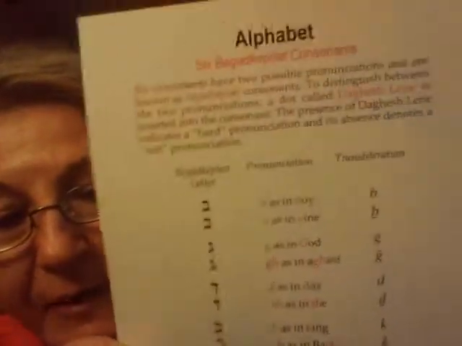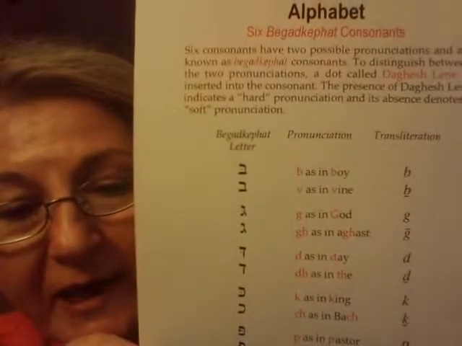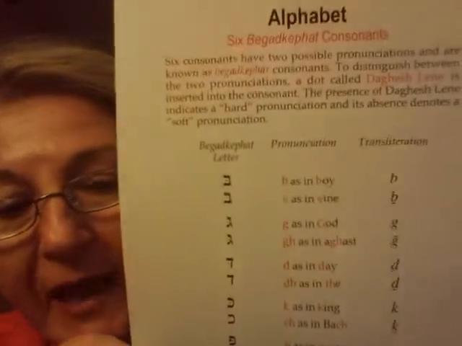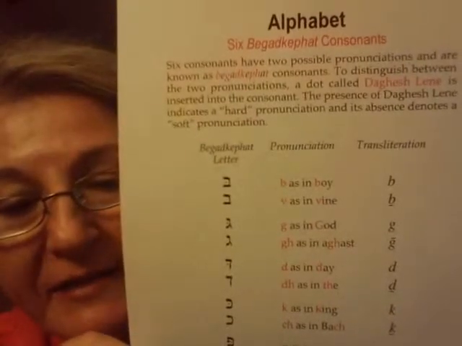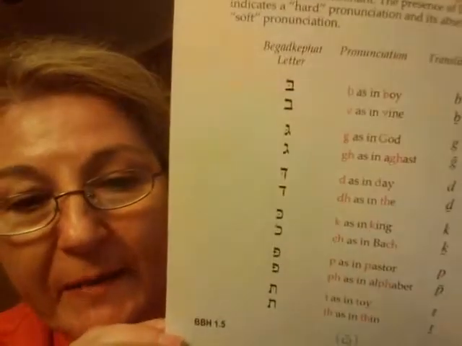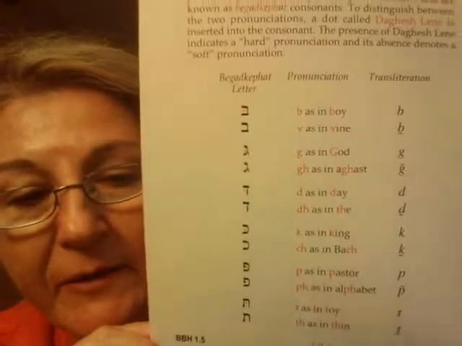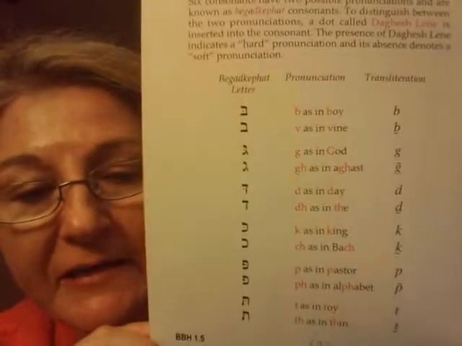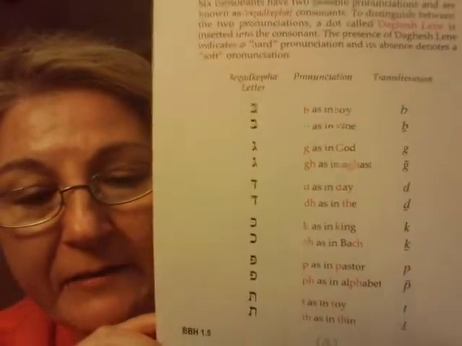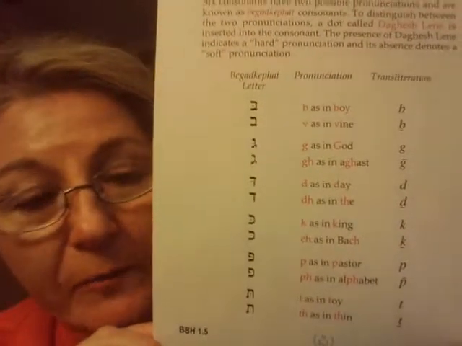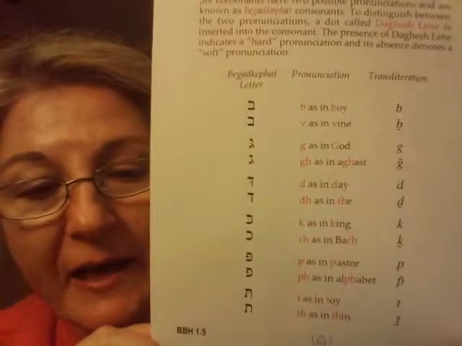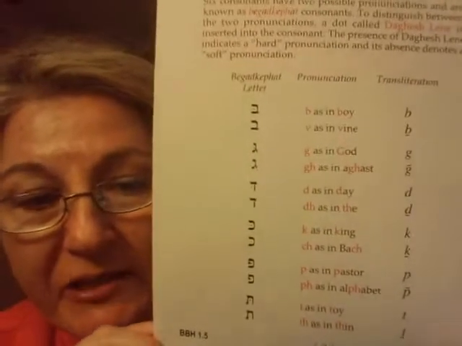Here the kaf with the Dagesh lene has the hard K sound as in king, but without it, it has the kh sound as in Bach. The pei with the Dagesh lene has the hard P as in pastor. Without the Dagesh lene, it has the f as in alphabet. Then the tav, T as in toy with the Dagesh lene, and without it, th as in thin. You will need to remember all of these and have them committed so that you are well aware of them.